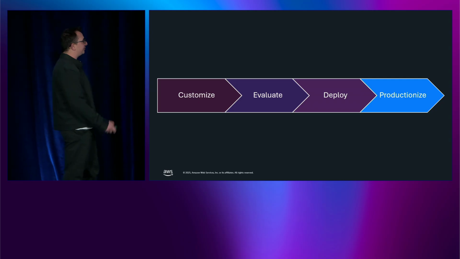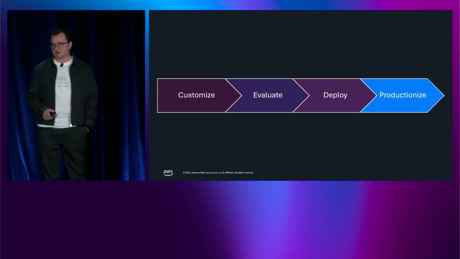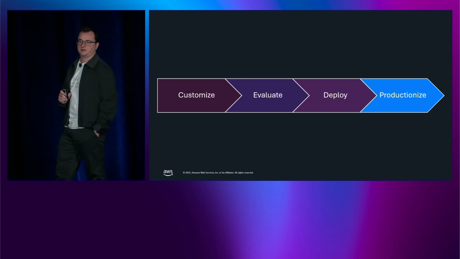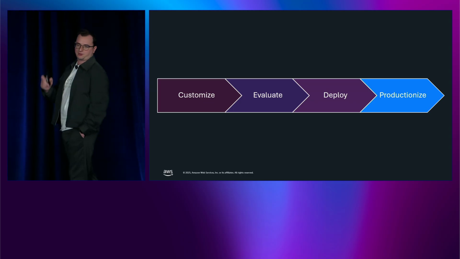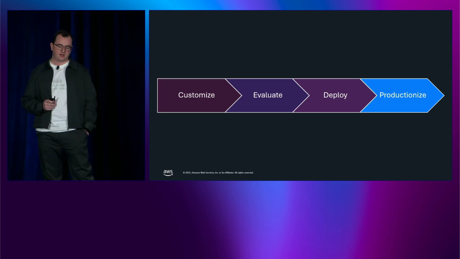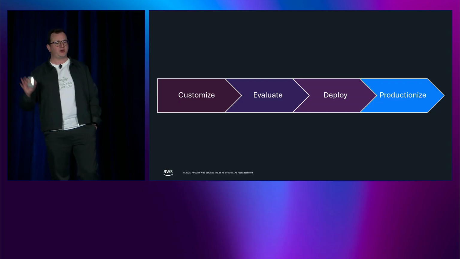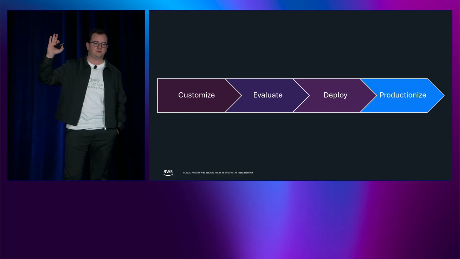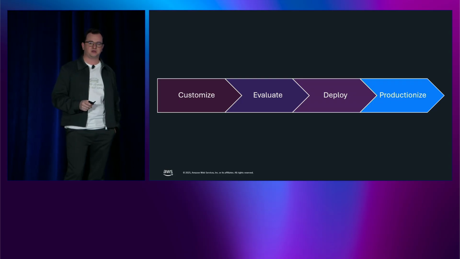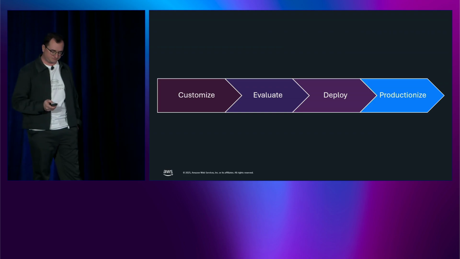Awesome. So we have customized the model. We evaluated its performance. We have deployed the model to production with an endpoint, or in this case, with Bedrock CMI. How do we go to production? So how do we actually build an agent? Who has already built an agent here in this room? OK, good. I see a lot of people building agents.